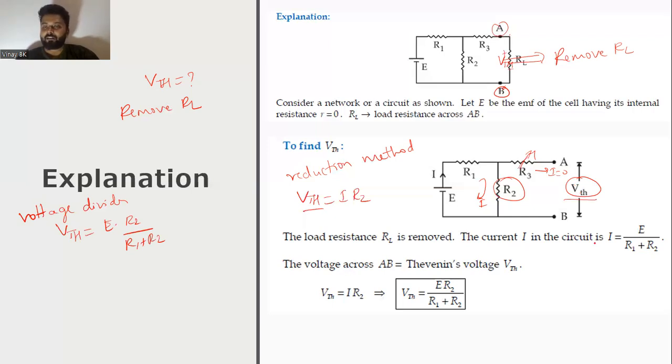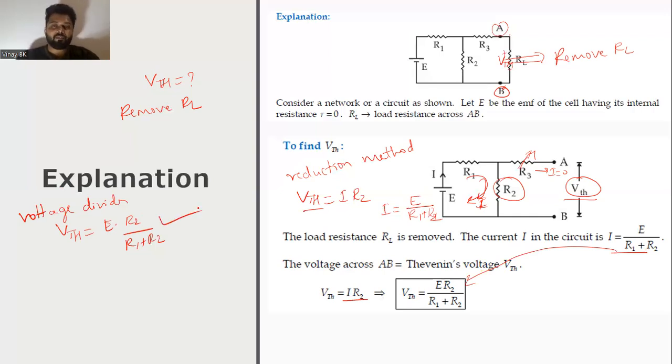So what they are doing here, they are finding the value of current I, since the current which is flowing here, so that the total current which is given simply by applying Ohm's law, E divided by R1 plus R2, that is V by R equivalent. Then VTH, which is given by I into R2, you are substituting the value of I here, you can get E into R2 divided by R1 plus R2. Or else simply you can directly use the voltage divider, you will get the same value.